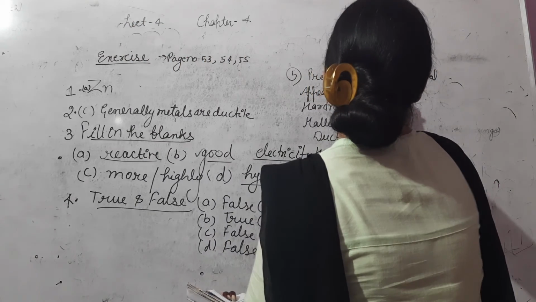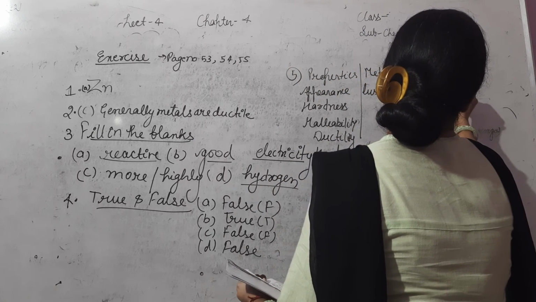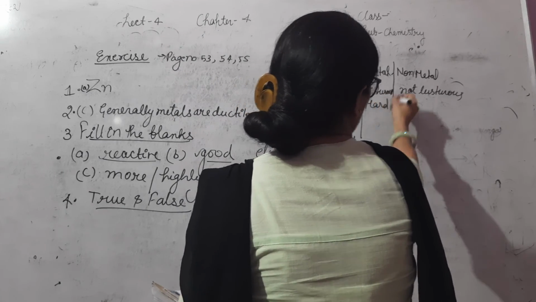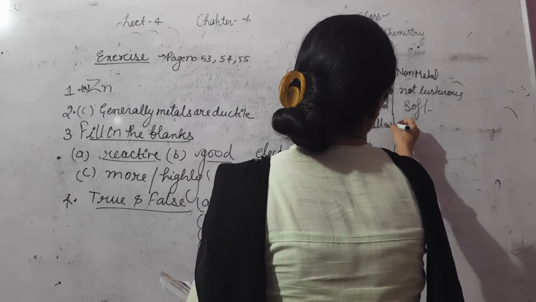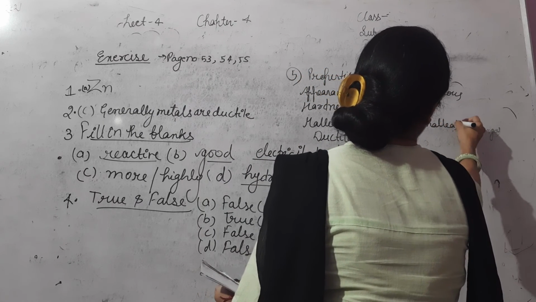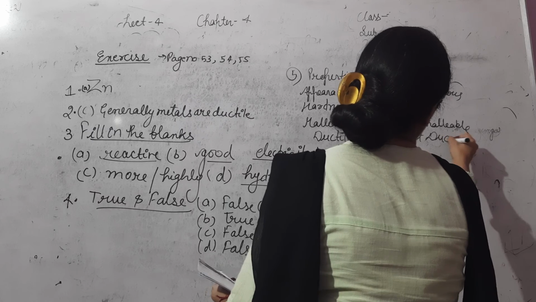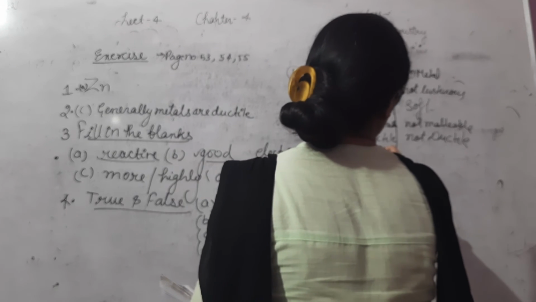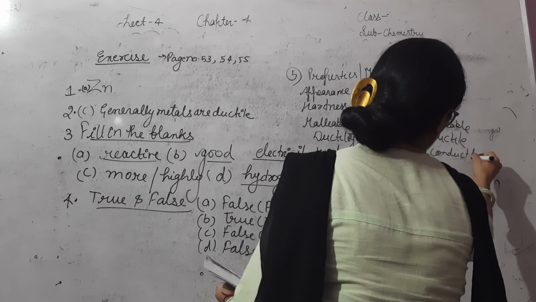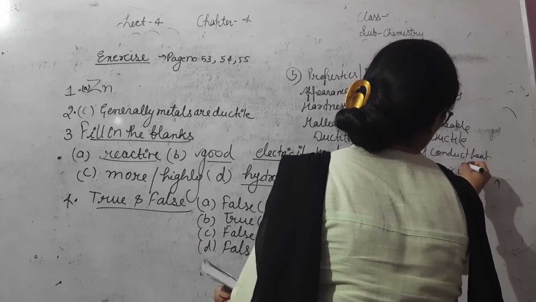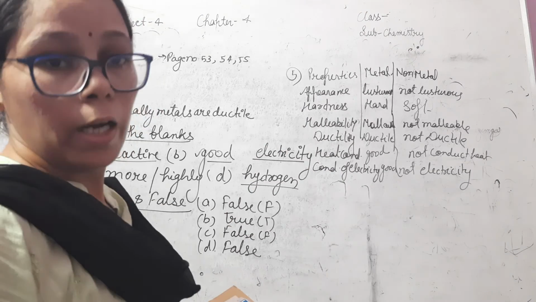See here, appearance. Metals are lustrous. Non-metals are not lustrous. Hardness. Metals are hard. Non-metals are soft. Malleability. Metals are malleable. Non-metals are not malleable. Ductility. Metals are ductile. Non-metals are not ductile. Heat conductivity. Metals are good conductors of heat and good conductors of electricity. Non-metals do not conduct heat and electricity. So these are the properties of metals and non-metals. We can distinguish metals and non-metals on the basis of properties.